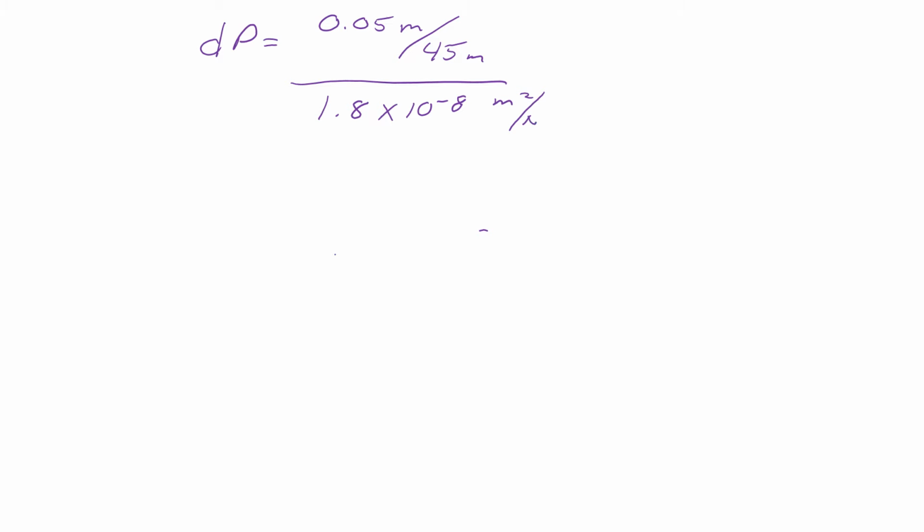We can then put in some values. We know we want to keep this drop. Oh, that should be meters because I already converted it. We want to keep the compaction to less than 5 centimeters. The original aquifer was 45 meters thick. Alpha value 1.8 times 10 to the minus 8 meters squared per Newton.